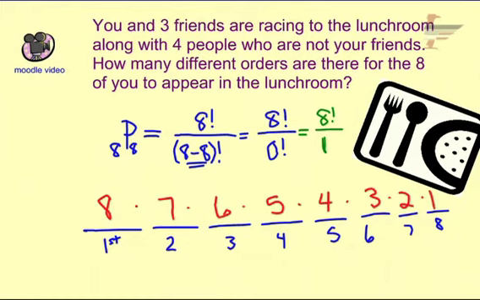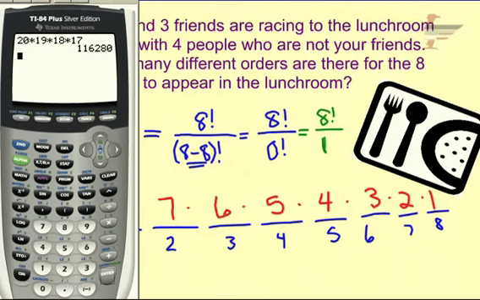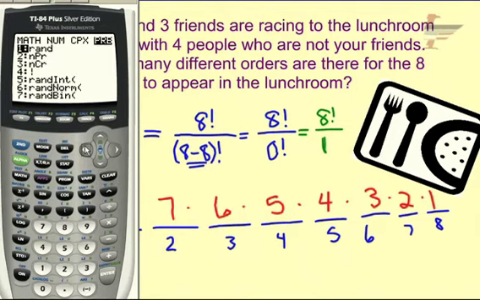And 8 times 7 times 6 times 5 times 4 times 3 times 2 times 1, that actually is 8 factorial. So again, you can approach it as a permutation using that formula, or you can approach it with those spaces and thinking about what's happening. Either way, you are understanding how to do the problem.